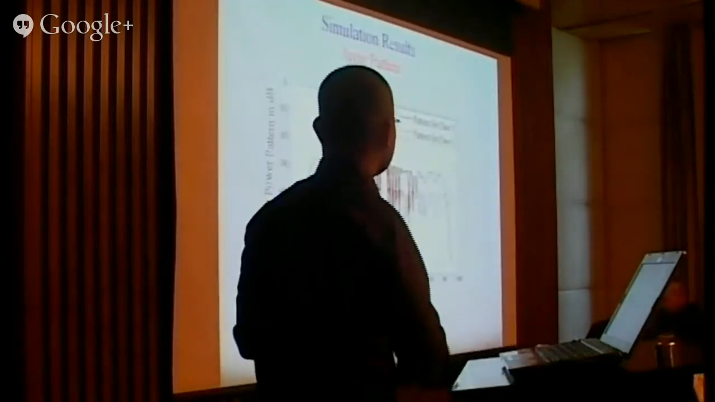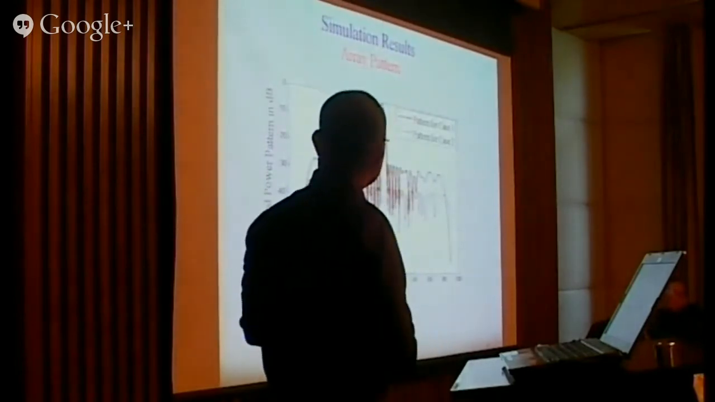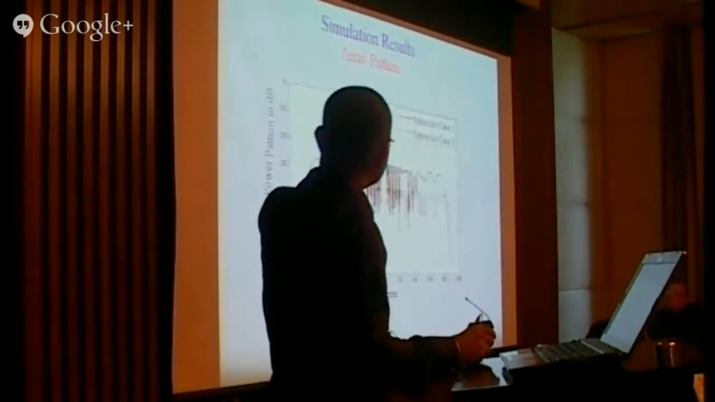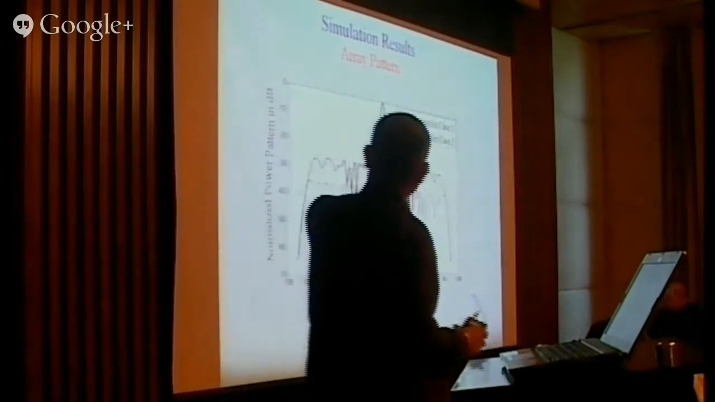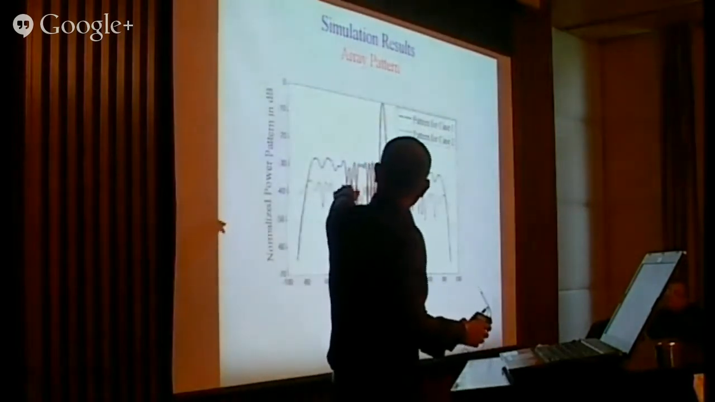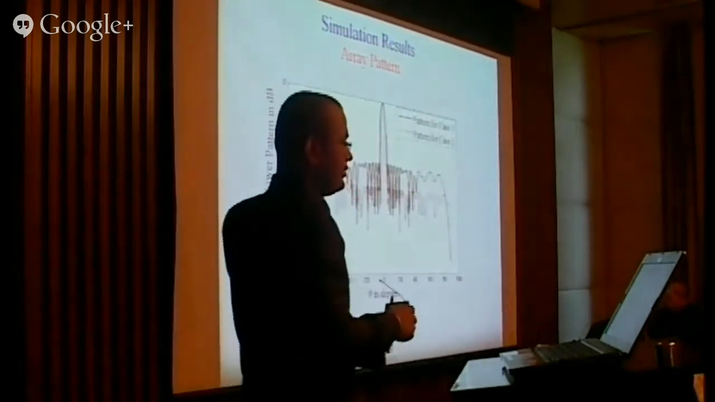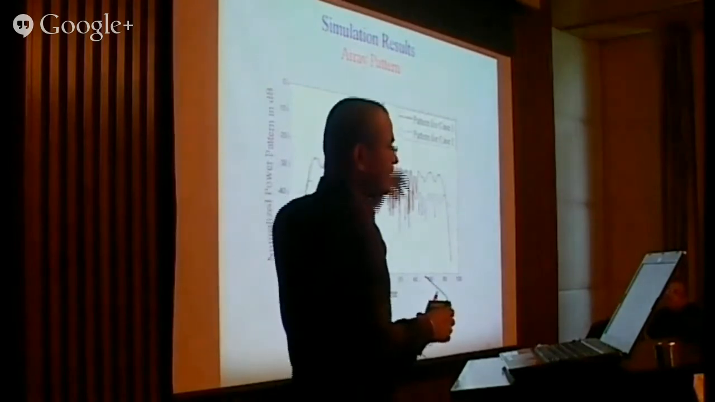Okay, this is the array pattern which we generated by simulation. In the first pattern, we show that the side lobe level is reduced to minus 25 dB, and in the second, the side lobe level is reduced to minus 35 dB.